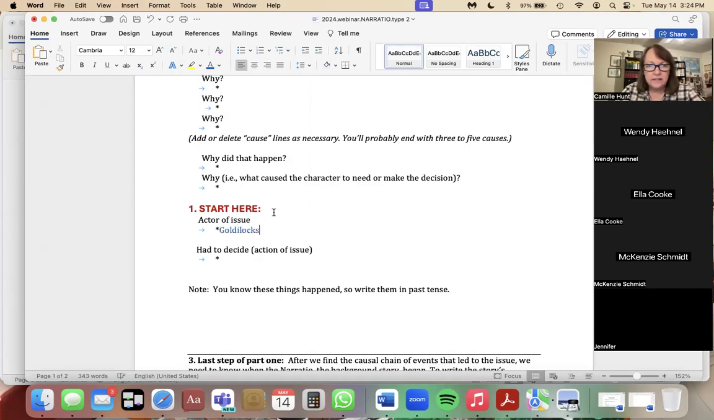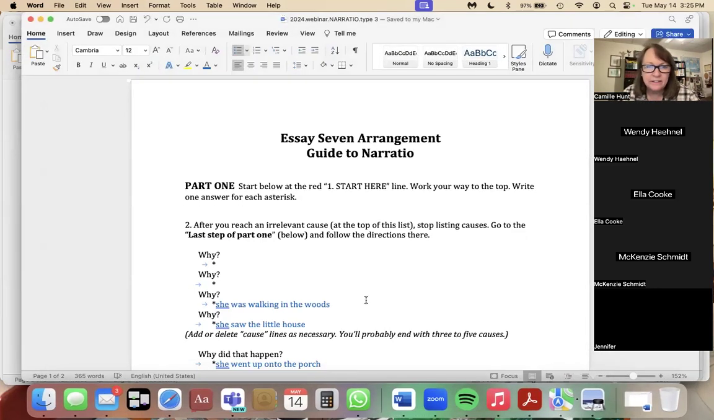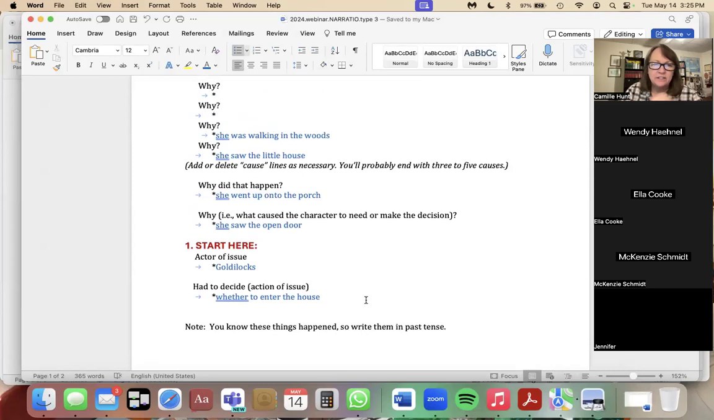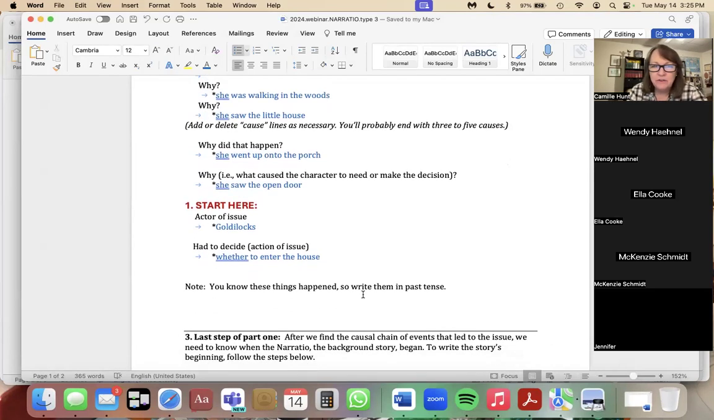The issue is whether Goldilocks had to decide whether to enter the bear's house. Or the house, sorry, we don't know, she didn't know whose it was. Goldilocks had to decide whether to enter the house. Why? I typed this out. Did I number it wrong? Here it is. I knew I typed this earlier. Goldilocks had to decide whether to enter the house.